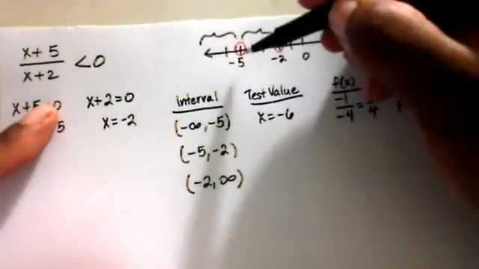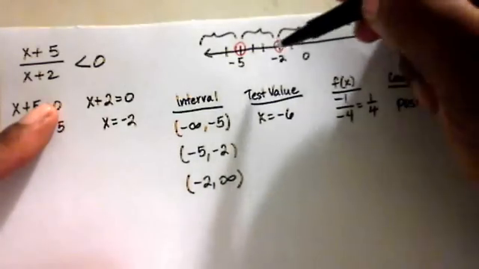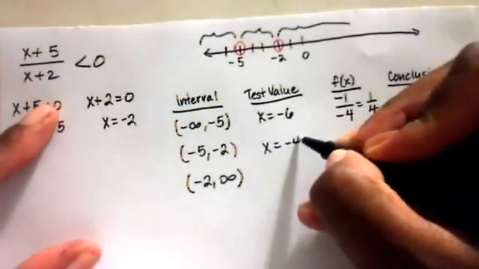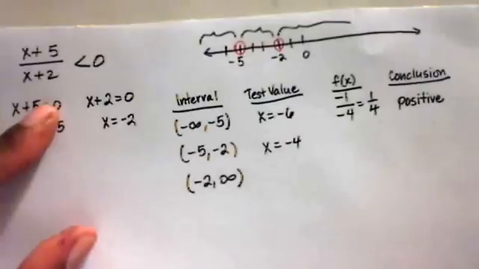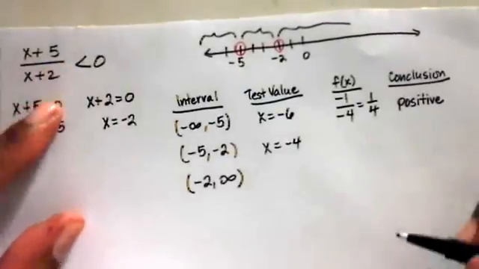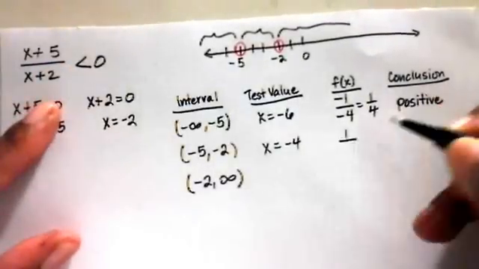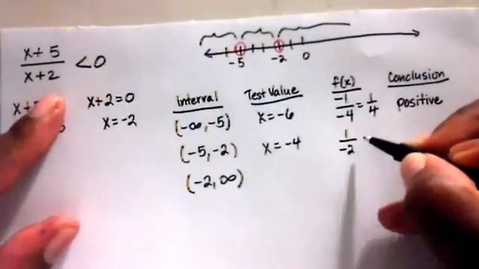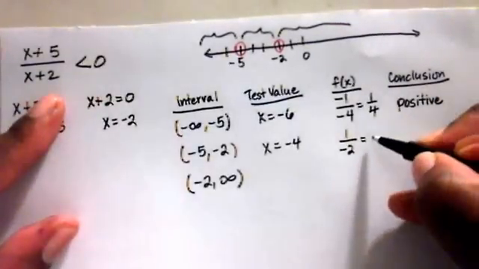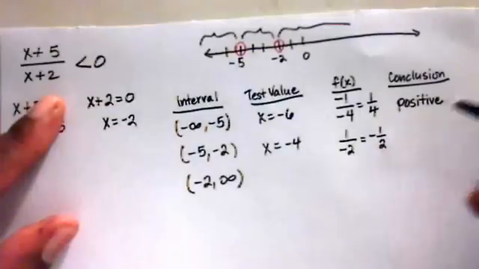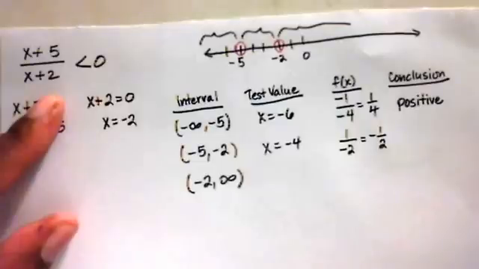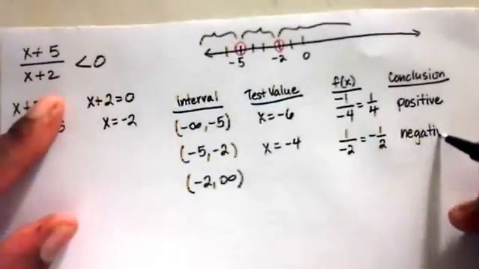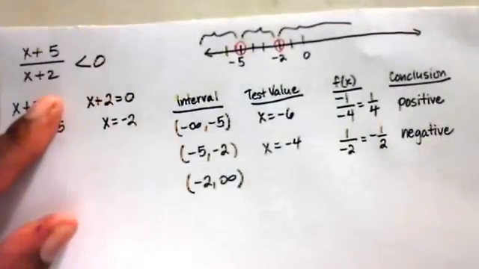All right, for negative 5 to negative 2, that's this interval right here. Let's use x equals negative 4. And if x is negative 4, negative 4 plus 5 will be a positive 1. The denominator is negative 4 plus 2, that's negative 2. Well, 1 over negative 2 would just be negative 1/2. And anyway, it's going to be negative, so between negative 5 and negative 2, I'm going to have negative f of x values.